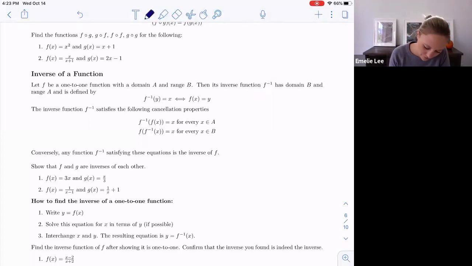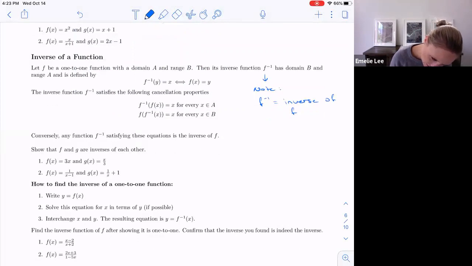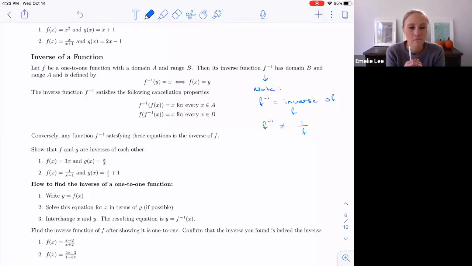So just a quick note here. Note, f to the negative 1 is the inverse of f. F to the negative 1 does not equal 1 over f. So that's just a note. So it's the inverse of f, which is not necessarily 1 over f. And usually it's not just 1 over f. It's going to be something else.